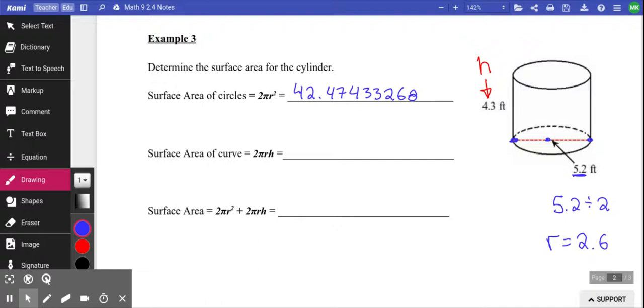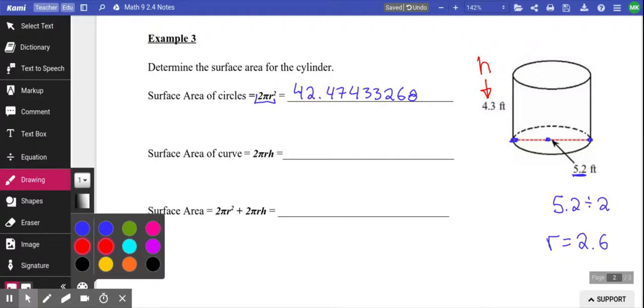I put this part in my calculator: 2 times pi times 2.6 squared. If your pi won't work, then I'll help you out after. So that's just the answer for number 1. That's just for the circles. Right? That's the area of the top circle and the bottom circle.